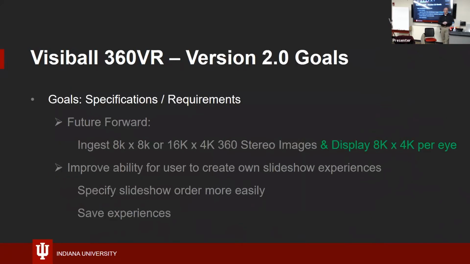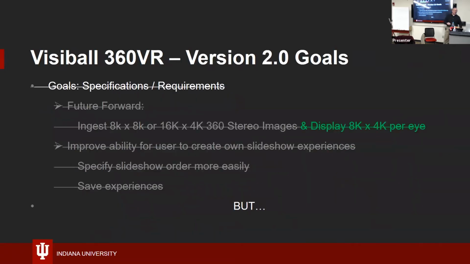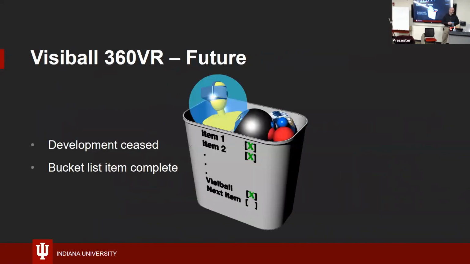I did have a version 2 in mind for a while. I have conquered the 8K by 4K. It's a pretty easy thing to do, to be honest with you. And I did it for an internal application for Indiana University. But the reality is I was pretty much done by this point. So Visiball is now, development ceased. The advantage of using 3D for your icons is displayed here. And that bucket list item's off my list.